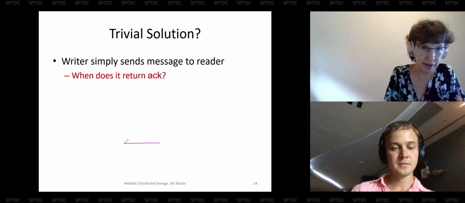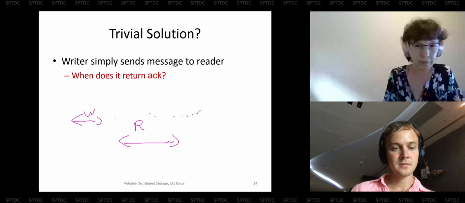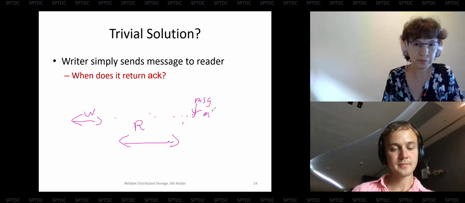If we have the execution interval of the read, the write, this is the write, and this is the read. But the message is only going to be delivered here. It's going to send a message, return an ACK. Now a read is going to happen. It's going to read the old value, and only here the message will arrive.